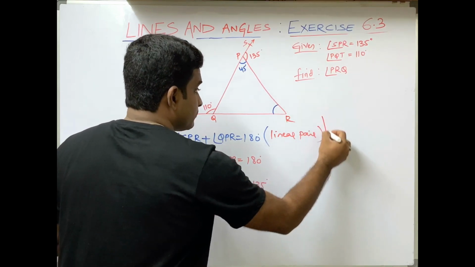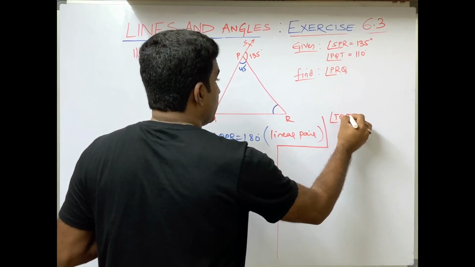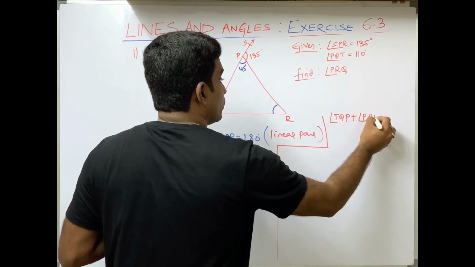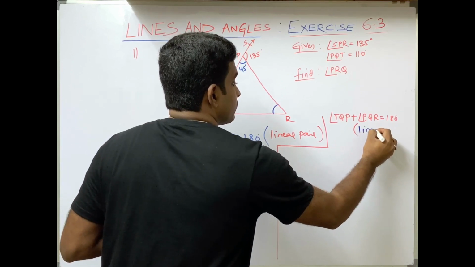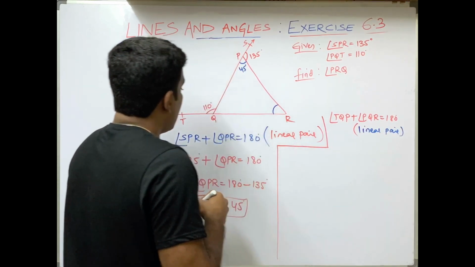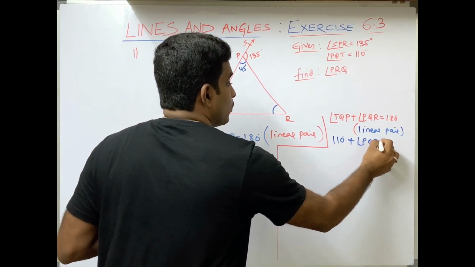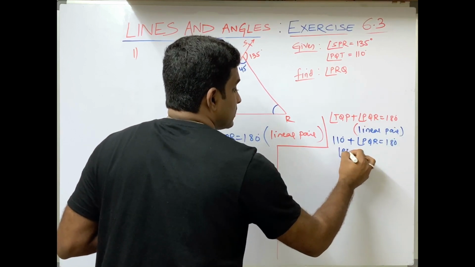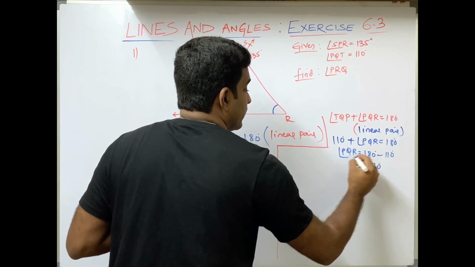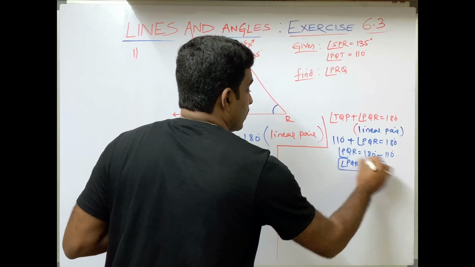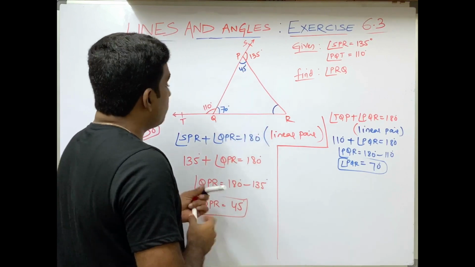We know angle TQP plus angle PQR equal to 180 degrees. Same thing, the linear pair. Angle TQP we know as 110 degrees, 110 degrees plus angle PQR equal to 180 degrees. That means angle PQR equals 180 degrees minus 110 degrees, which gives 70 degrees. We got angle PQR as 70 degrees. Now simply we can find angle PRQ.